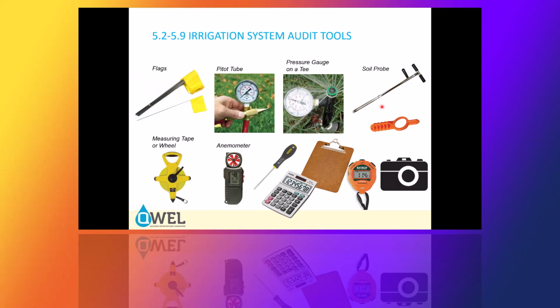This is a device to change the configuration of the rotors. Measuring device for measuring the area that we're going to be checking. You can also do this digitally, which we'll talk about. There's an anemometer. It took me forever to learn how to say that, but that is our wind speed gauge. Of course, we're going to need a calculator, probably a screwdriver, a clipboard, stopwatch, cameras on our cell phones. These are some of the tools that we need during our irrigation audit.